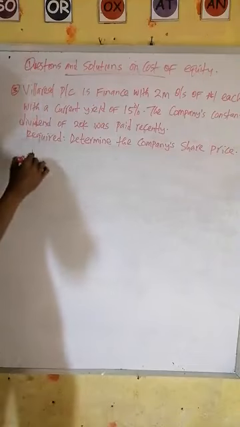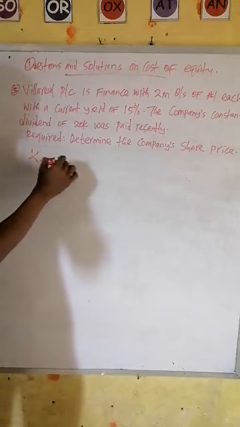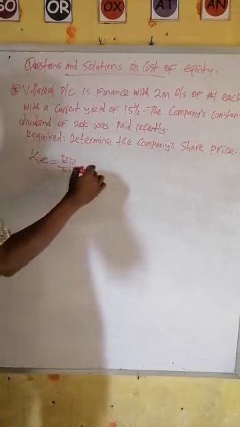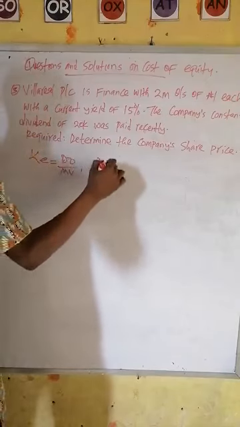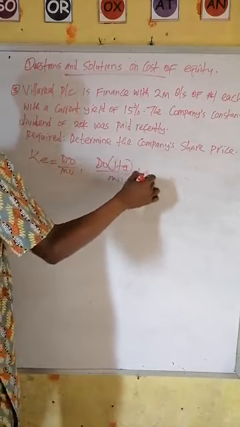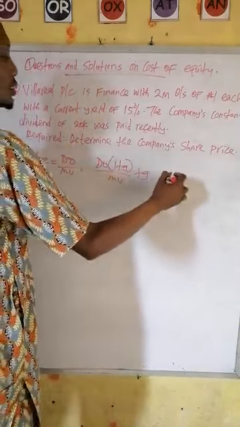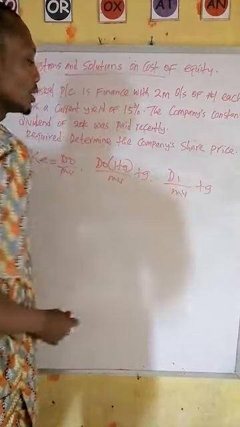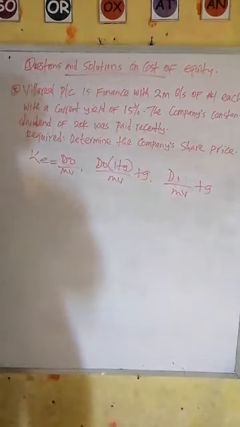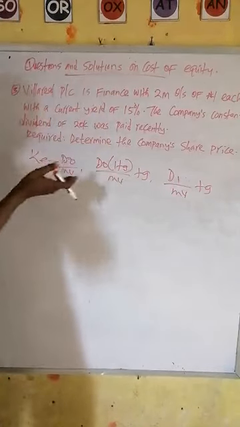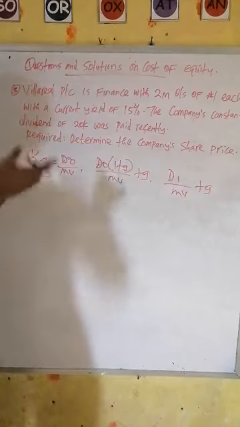We said cost of equity is equal to D0 over market value. We also said we have D0(1 plus g) over market value plus g. We also said we have D1 over market value plus g. So these are the formulas we have in solving questions on cost of equity. Now, out of these, which of these formulas are we going to use to solve this particular question?